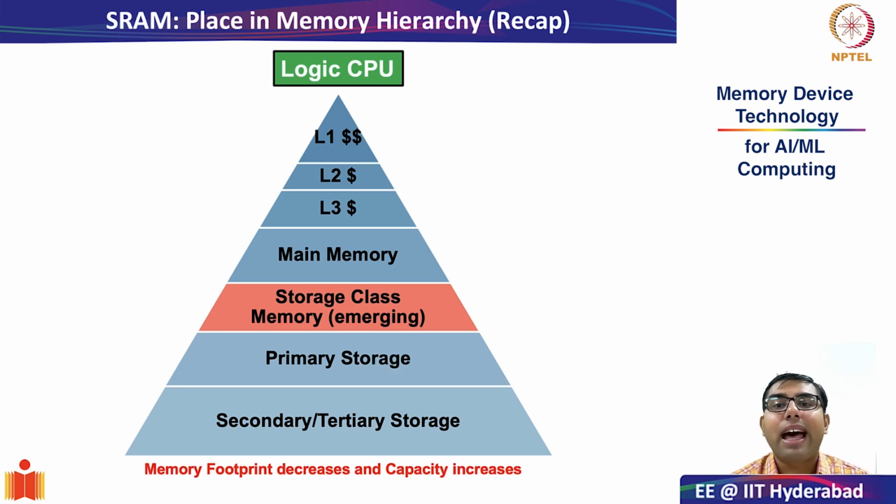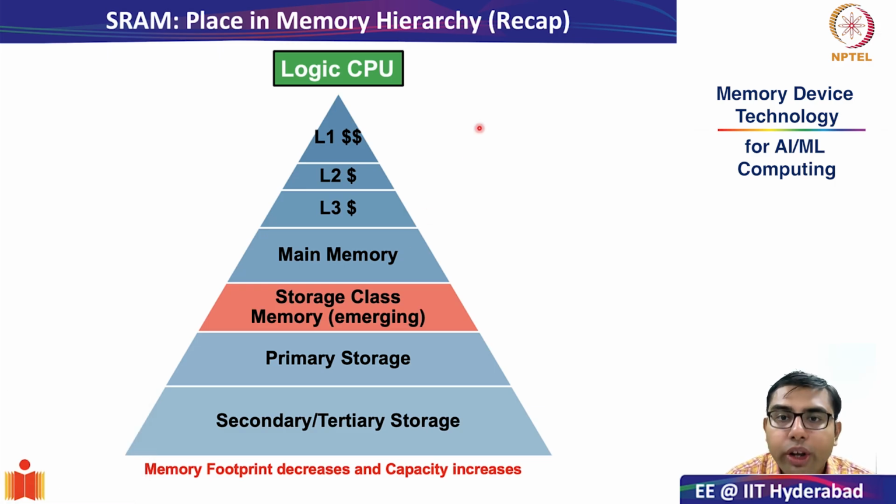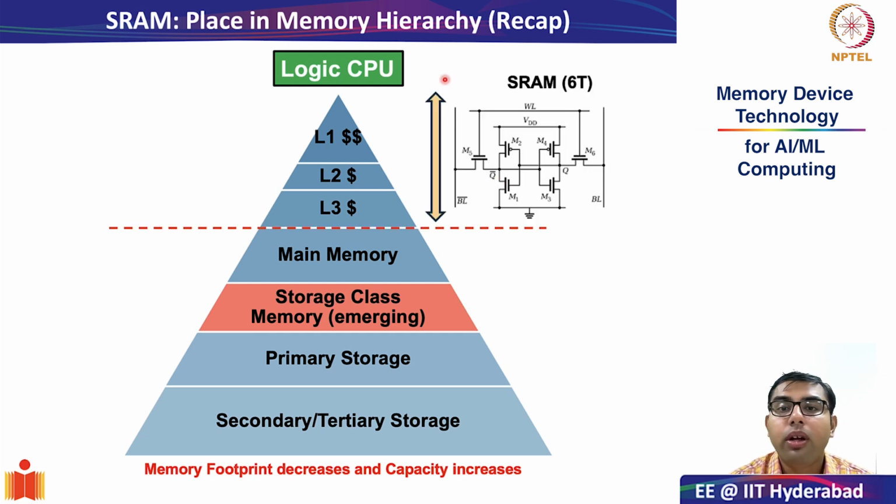So just a quick recap of where in the memory hierarchy the SRAM cell lies. Do you want to take a moment, pause and think where in the memory hierarchy the SRAM cell lies? If you have been following the course carefully, you will know that the SRAM cell lies at the top of the memory hierarchy, very closely coupled to the CPU. And it constitutes the L1, L2 and L3 caches. This is a 6-transistor SRAM cell which I have represented over here. In this class, we will go into details of the structure of this SRAM cell.